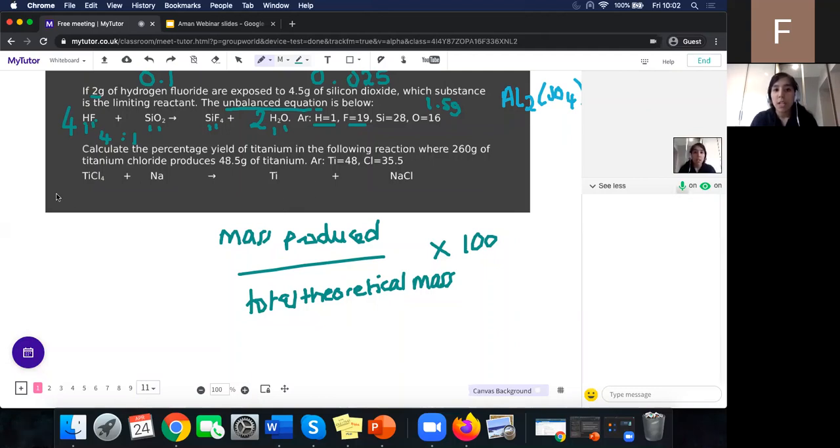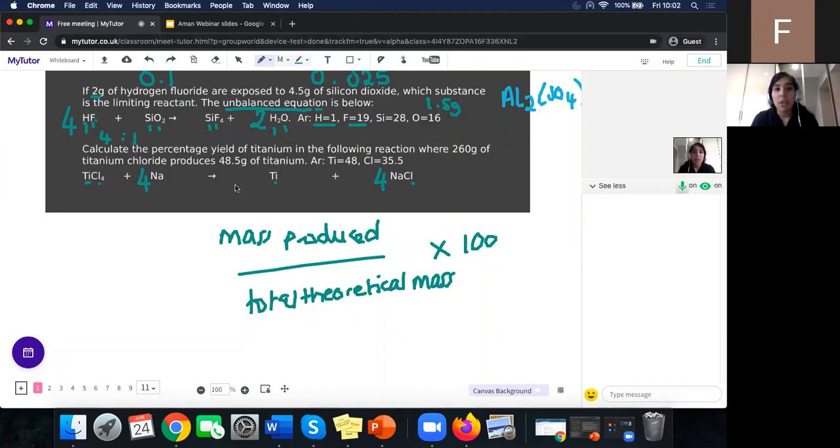First of all, let's check it's balanced. So if we have a look, we've got 1 titanium, 4 chlorines, but only 1 chlorine. So if we want to balance those, let's put a 4 here. That now means we have 4 chlorines, but we also have 4 sodiums. So let's check our reactant side. We need a 4 here to make it 4 sodiums. In actuality, if you hadn't balanced that question, it wouldn't have made a difference, because in this question we're just looking at titanium, so it doesn't matter.